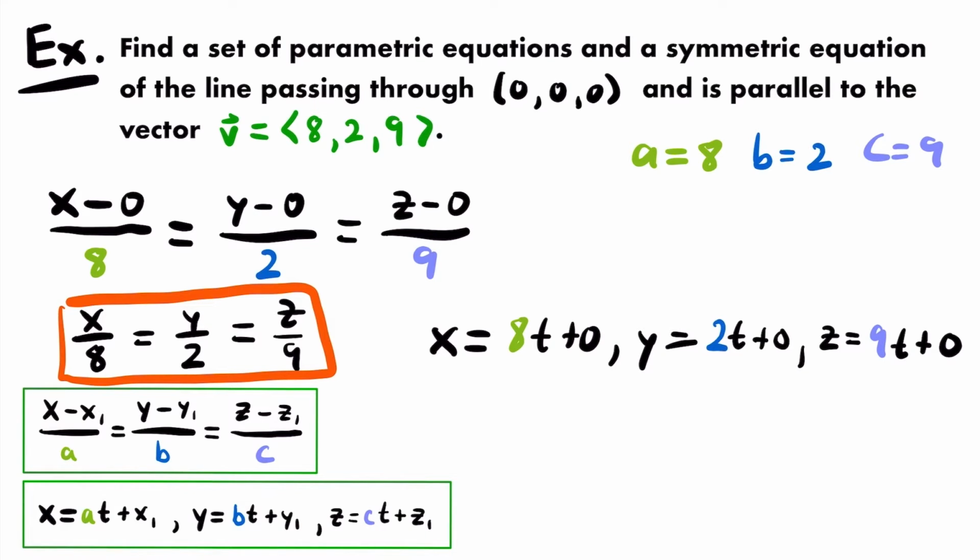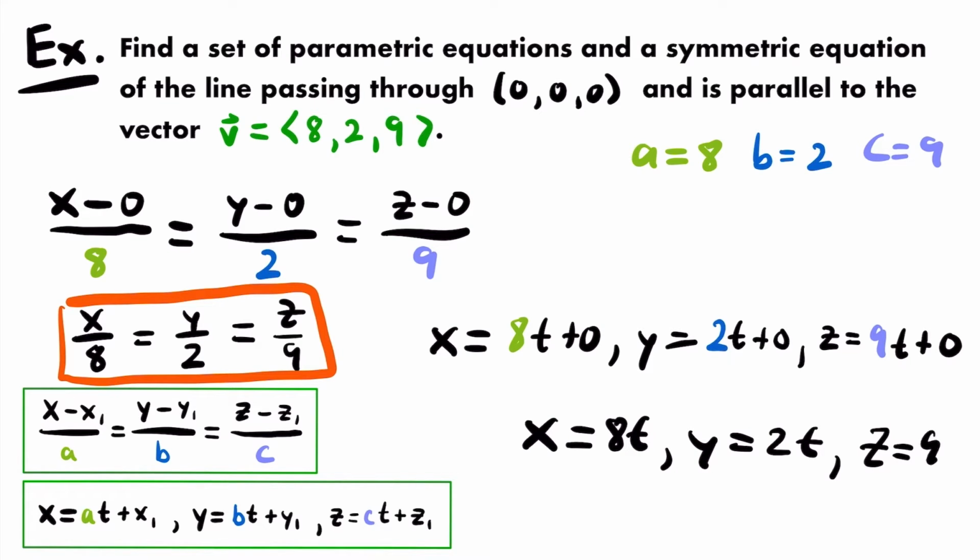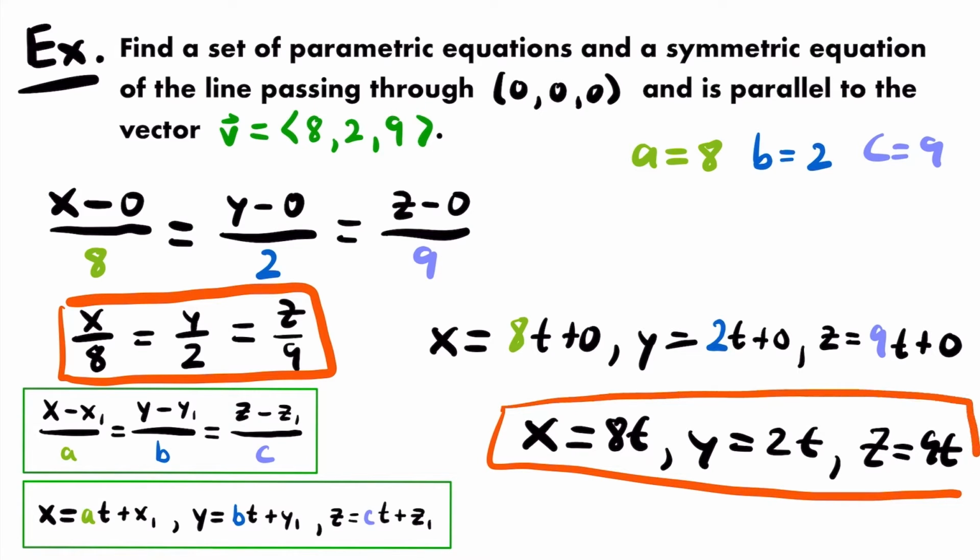Okay, now if we simplify, adding anything to 0 will just be itself, so this will just become x equals 8t, comma, y equals 2t, comma, z equals 9t. And that would be a set of parametric equations that would represent this line in 3D space. In particular, the line that passes through the origin and is parallel to this vector.